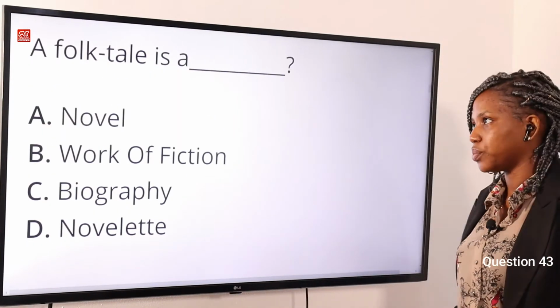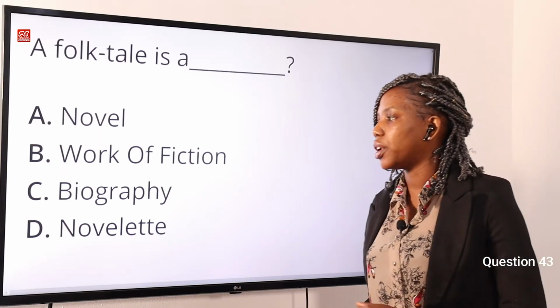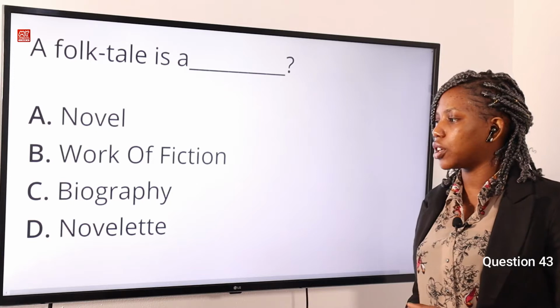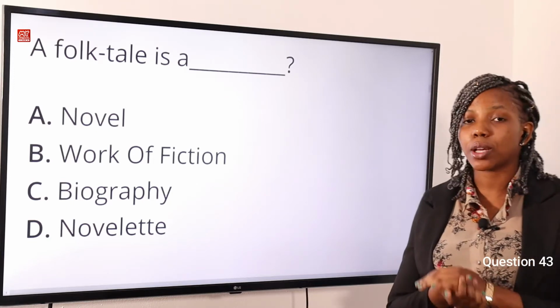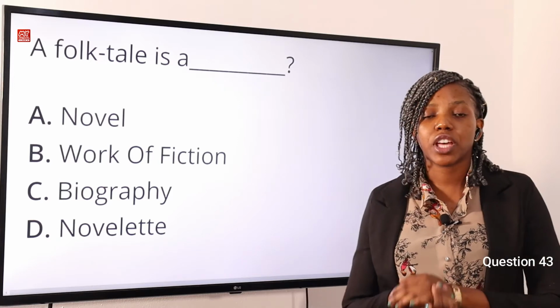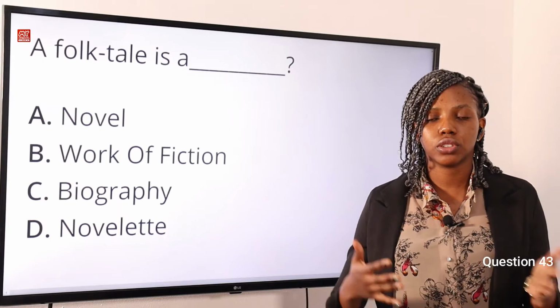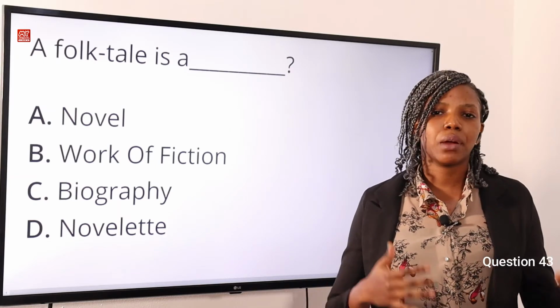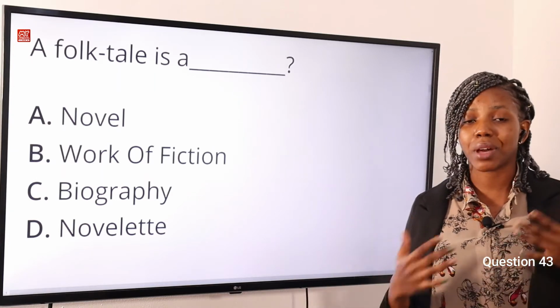Question 43. A folktale is a dash. Option A, a novel. Option B, work of fiction. Option C, biography. Option D, novelette. The answer to this question is option B, work of fiction. Do not forget that a folktale is a traditional story passed down from one generation to another, mainly by word of mouth, or by the oral process.